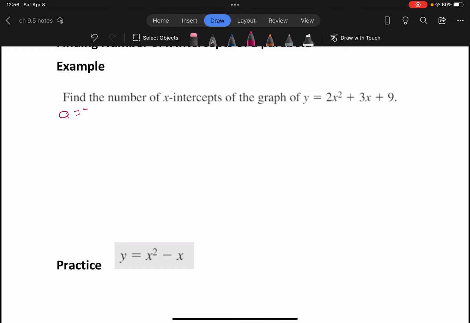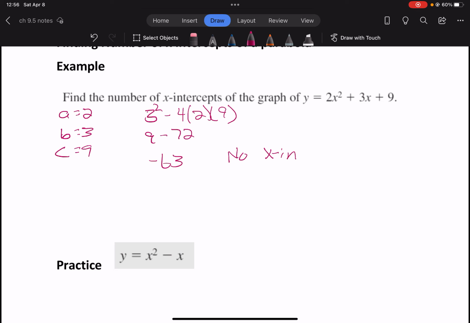I've got a equals 2, b equals 3, c equals 9. b squared, which is 3 squared, minus 4 times a, which is 2, times 9. 3 squared is 9, minus 4 times 2 times 9. 4 times 2 is 8. 8 times 9 is 72. 72 from 9 is -63. And so we have no x-intercepts. Okay, so we don't have any.